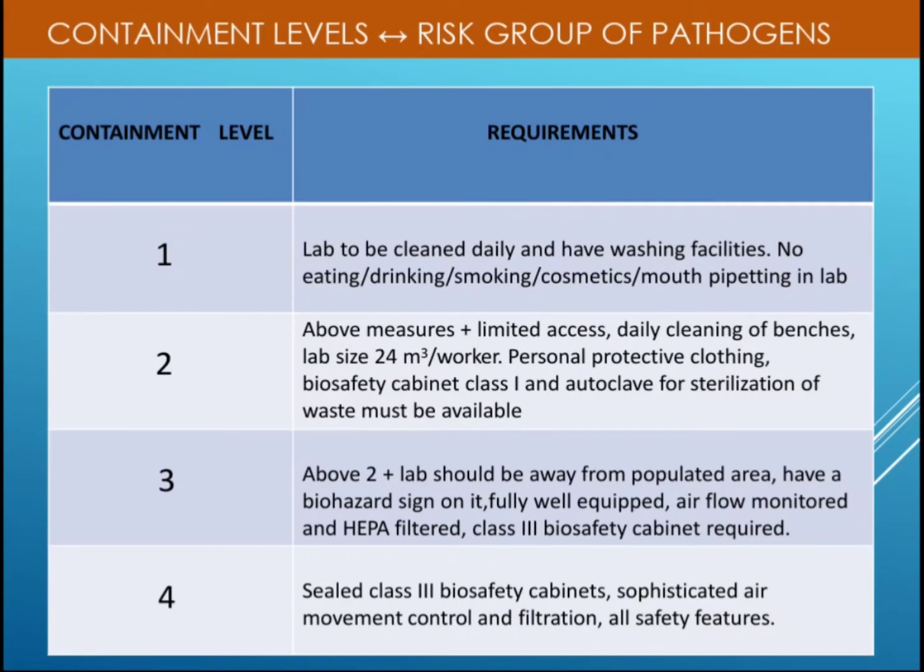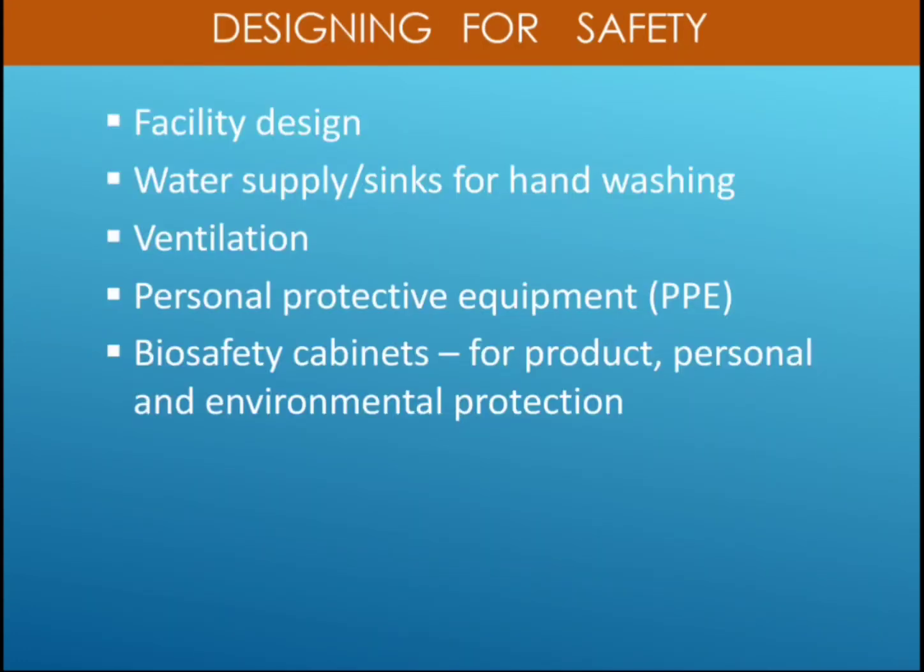Then in containment level 4, all the containment requirements of 1, 2 and 3, and a sealed class 3 biosafety cabinet should be there. Sophisticated air movement control and filtration should be implemented, and all the safety features should be implemented. Then designing for safety. Okay, then facility design, water supply, sinks for hand washing, ventilation, personal protective equipment should be worn, then biosafety cabinets for product, personal and environmental protection. This is the design for safety.